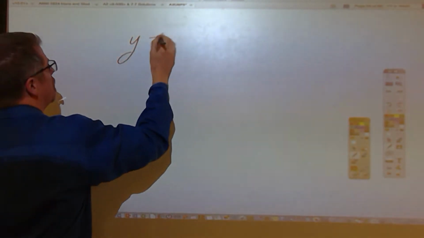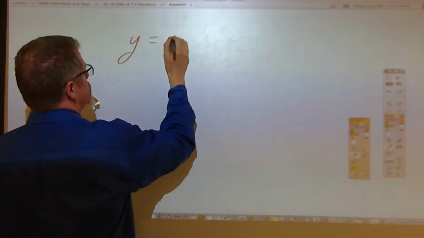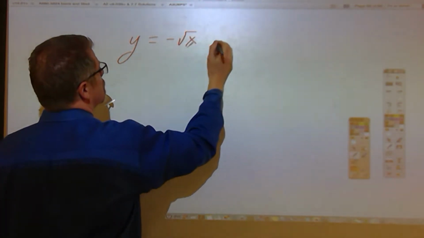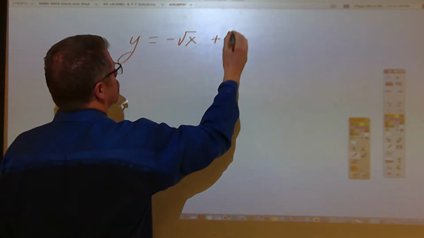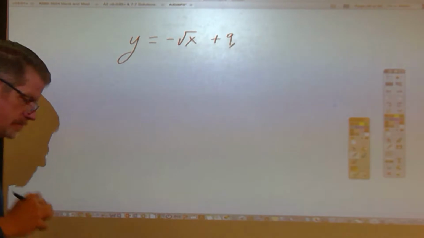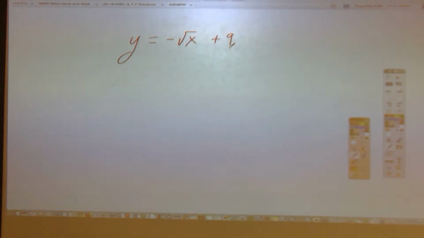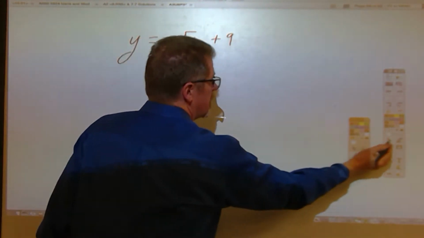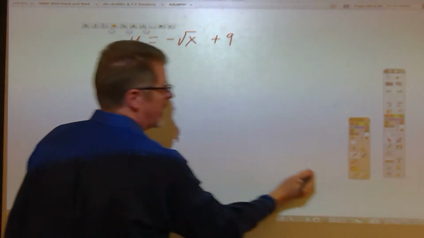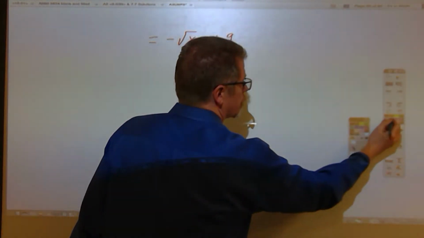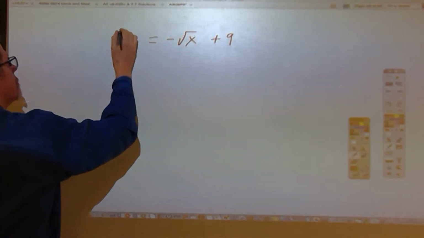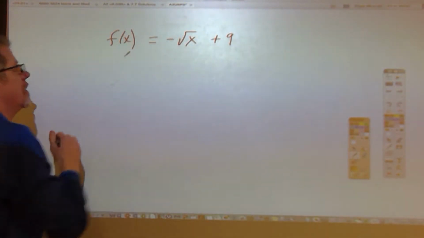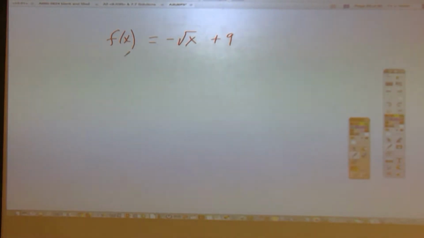So here we go. Y equals negative square root of x plus 9. And that's f of x, by the way. Sketch f and its inverse and chart the domain and the range of each. Try this one on your own, on your collection packet.